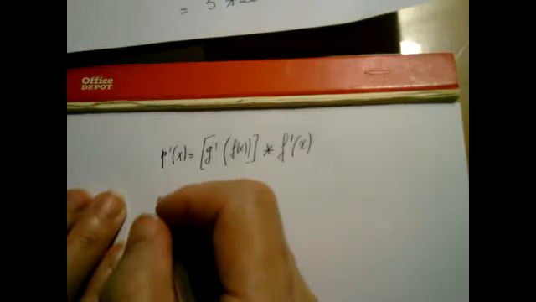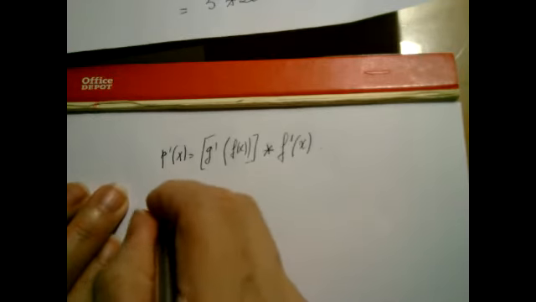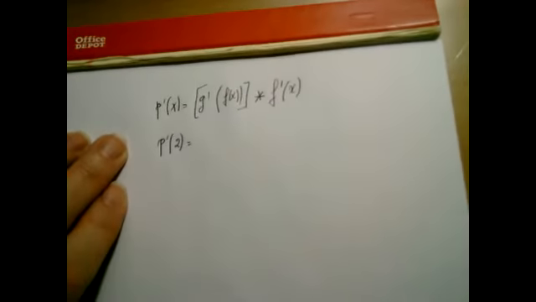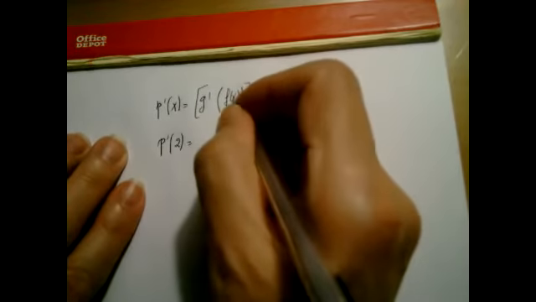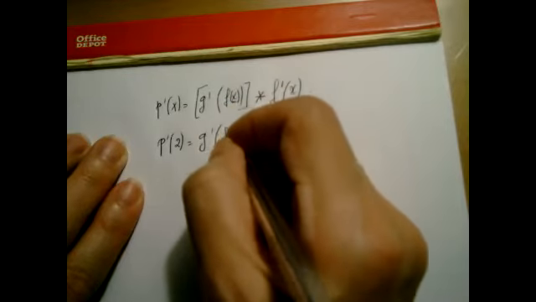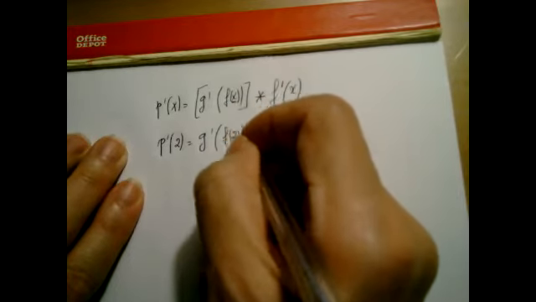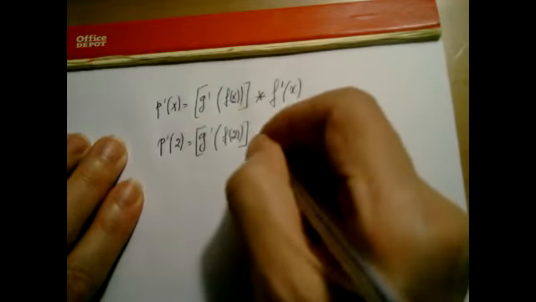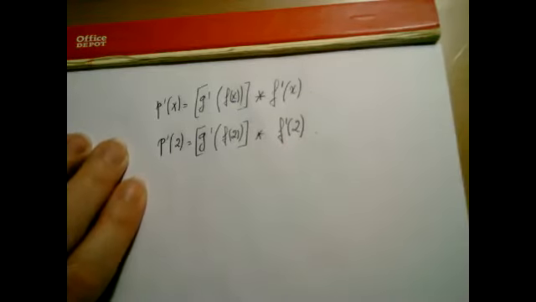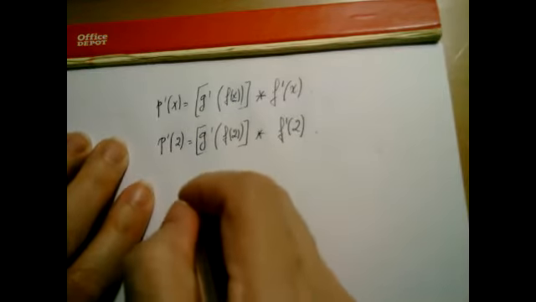So, sorry, at 2. So now once I find it for any x, I zoom in at 2 and I say, okay, what's P prime at 2? So now I plug in 2 for x across the board. So it's G prime of f of 2 multiplied by f prime of 2. Okay, so this is equal to.